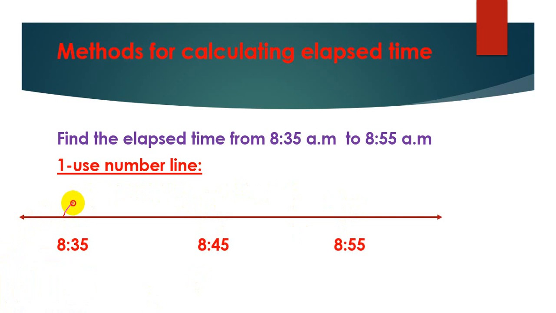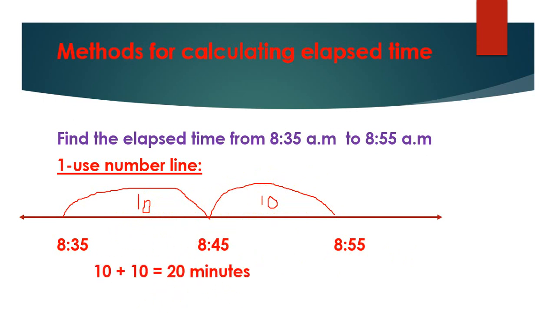Yes, from 35 to 45 you jump by 10 minutes, and from 45 to 55 another 10 minutes. So the elapsed time is what? 10 plus 10 is 20 minutes. This is the first way.